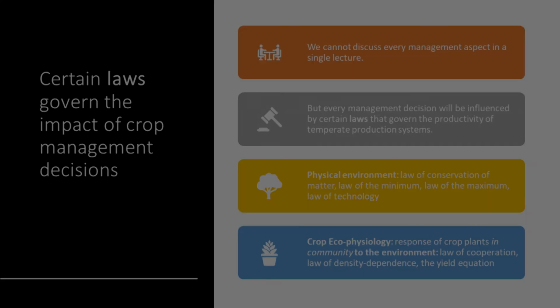It would be almost impossible to go over every single management aspect in a single lecture, but every management decision that a farmer makes is influenced by laws that govern the productivity of temperate production systems. And so we're going to talk about 7 laws in total, and these have to do with either the physical environment or just basic principles of crop ecophysiology.